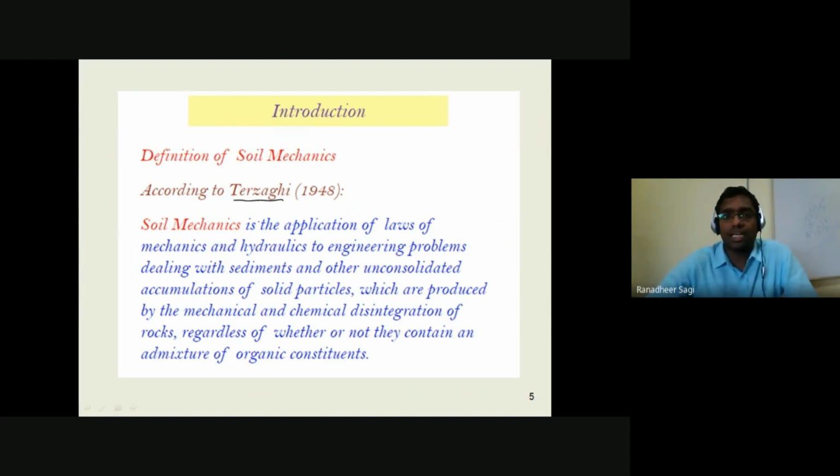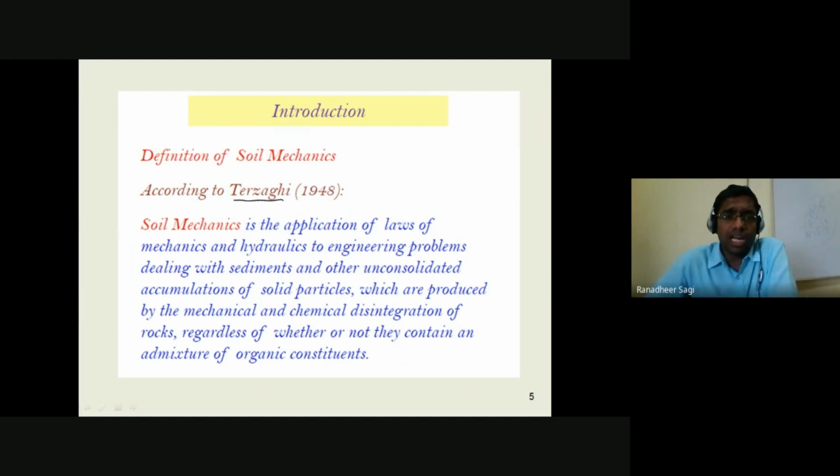Basically, he was a mechanical engineer, but his contributions in understanding the behavior of soil as a material have been tremendous, and he went on to develop various theories and proposed various approaches in understanding the condition of your soil.